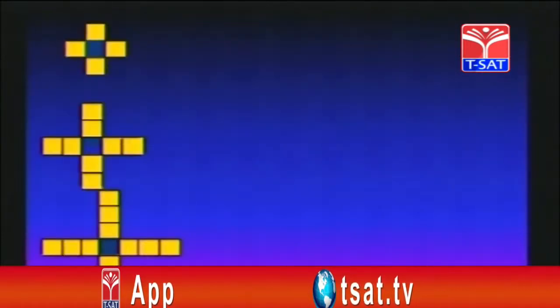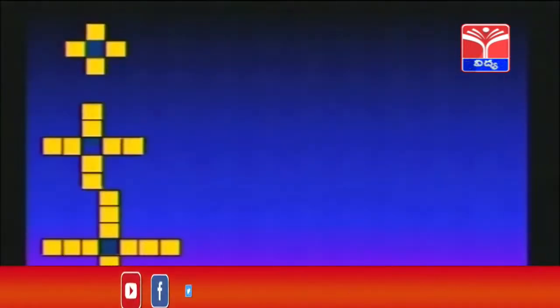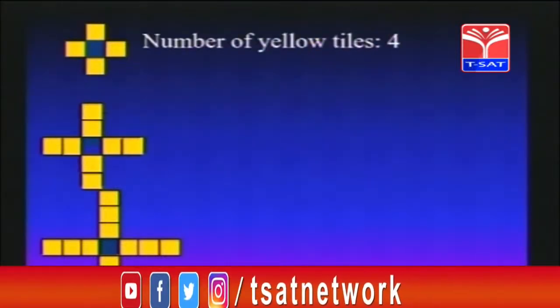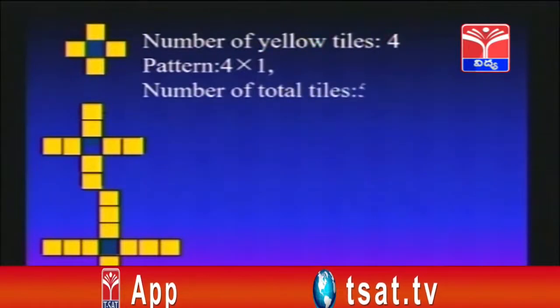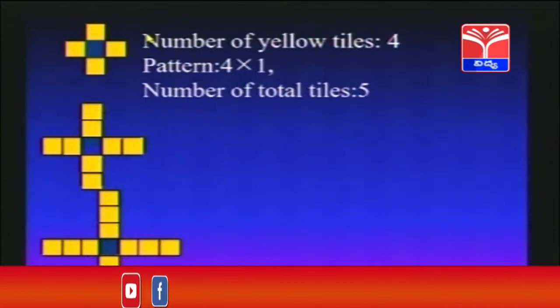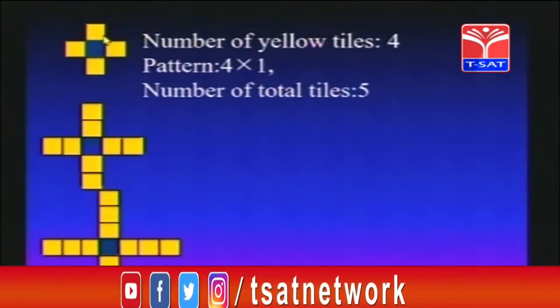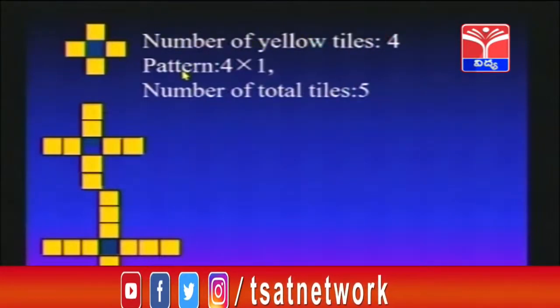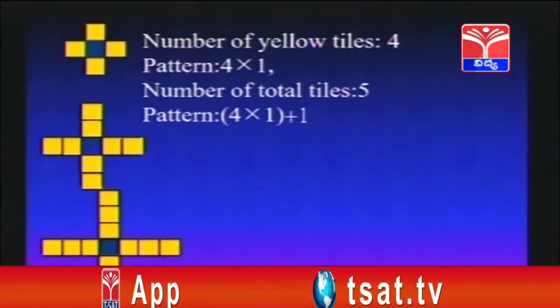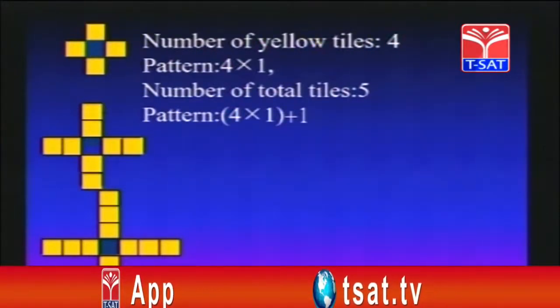If you observe this slide, what do you notice? Children, we notice that there are 4 yellow colored tiles, whose pattern is written as 4 into 1. And if you observe one more thing, there is one more tile in the middle of the 4 tiles. So the total number of tiles is 4 plus 1, that is 5. So what do you observe here? The pattern can be written as 4 into 1 plus 1.